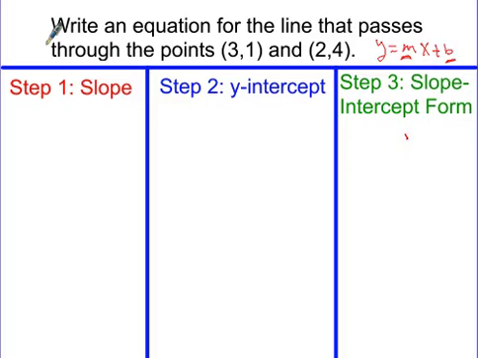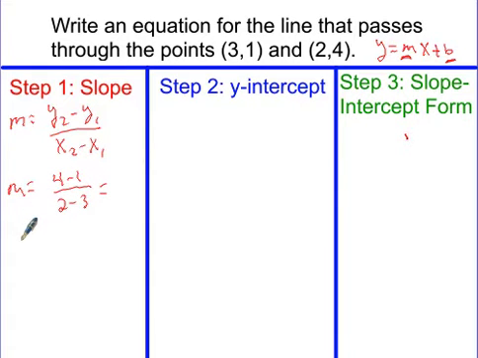Step 1 is find the slope. Can I do that? Yeah. Okay, somebody's saying the formula over there. Slope is y2 minus y1 over x2 minus x1. We have 2 points, so we've got those values. So the slope is 4 minus 1 over 2 minus 3, which is negative 3 over 1. The value is negative 3 over 1, which is a negative 3 slope. So that's my m.